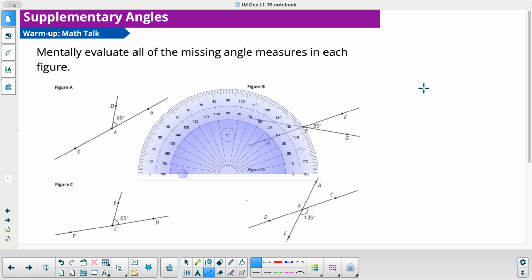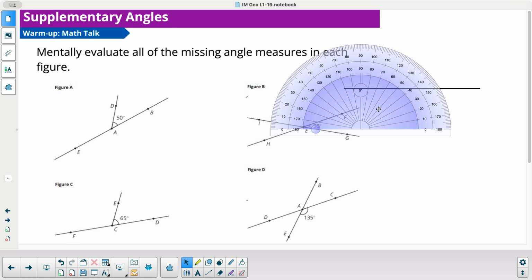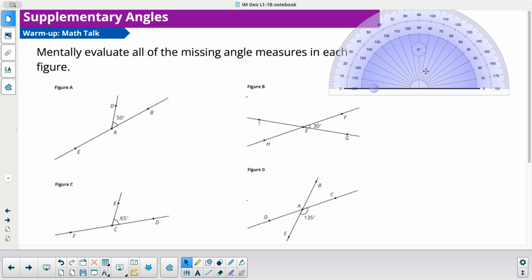Let's think of it like this. Here's an angle. Here's the other part of the angle. If you think of this angle as it moves and moves and moves, and then it stops right there. Looking at the vertex, it's 180 degrees from 0 to 180. Okay, 180 is a straight line.